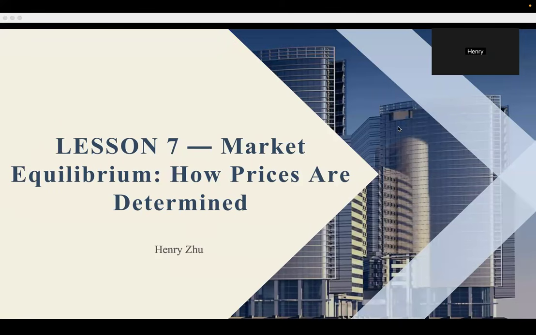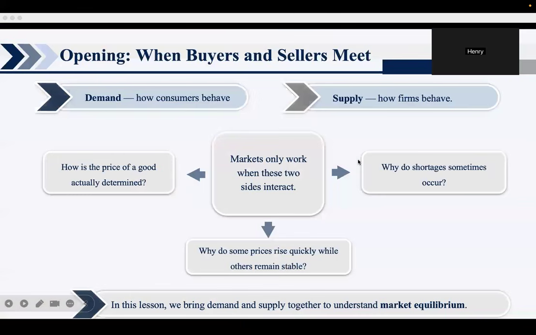Hi everyone. So far, we've studied the two key components of any market: demand, which is how consumers behave, and supply, which is how firms behave. But these two sides do not exist in isolation. Markets only work when buyers and sellers interact. So today, we ask a central question: how is the price of a good actually determined? To answer that, we introduce the concept of market equilibrium.